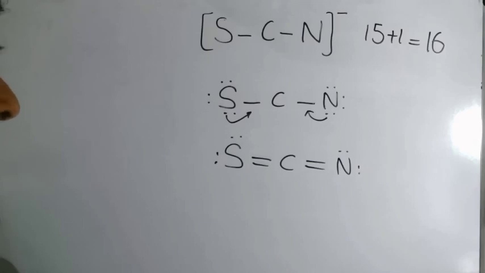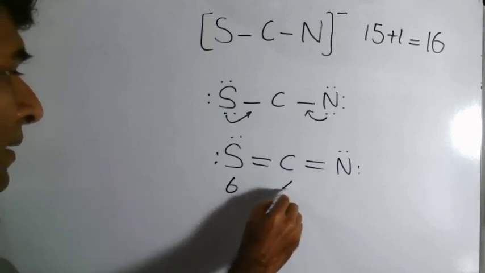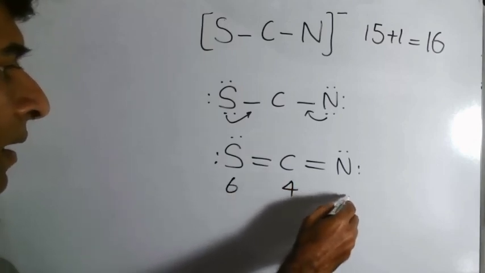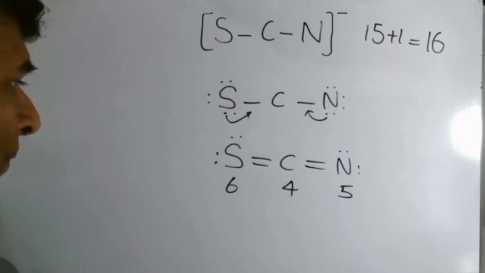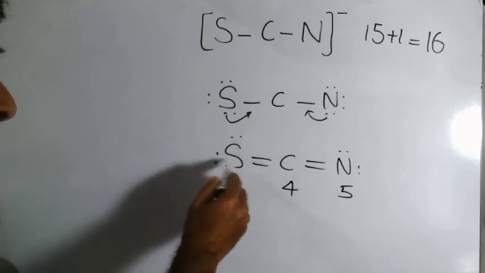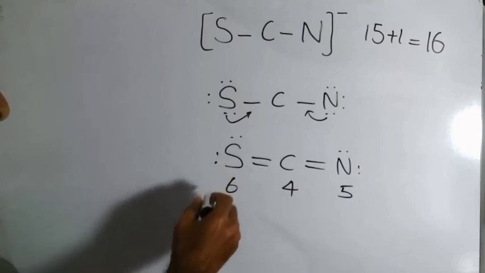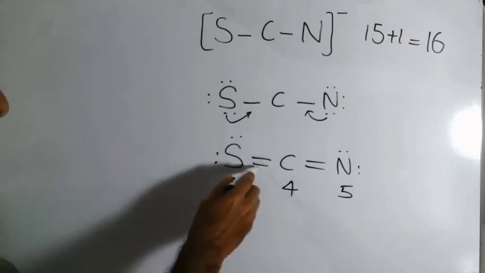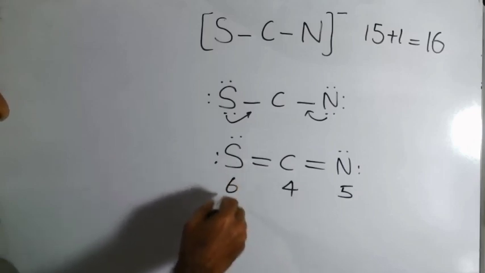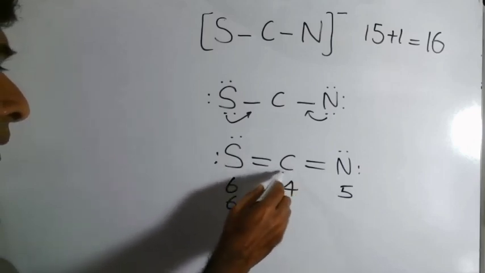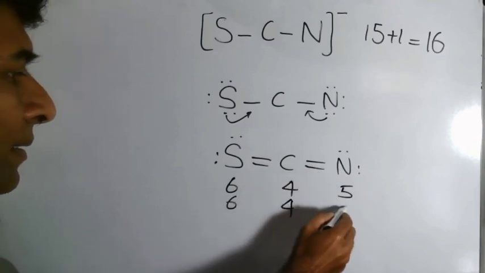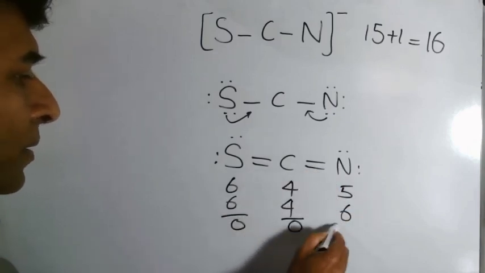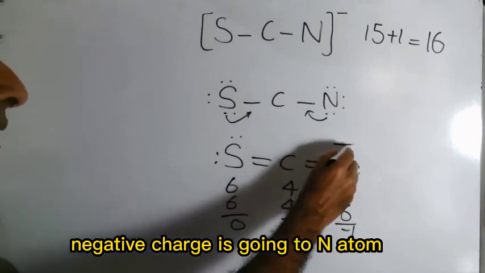Now we can determine where the charge is going to be. Sulfur has 6 valence shell electrons, carbon has 4, nitrogen has 5. When we count the number of electrons that belong only to the sulfur atom, 4 electrons as lone pairs, and from the double bond 2 electrons belong to sulfur. That means 6 for sulfur, 4 for carbon, 2 from here, 2 from here, and for nitrogen 6. So the formal charges are 0, 0, minus 1. So that minus 1 should go to the nitrogen atom.